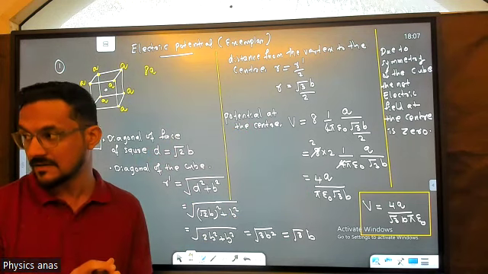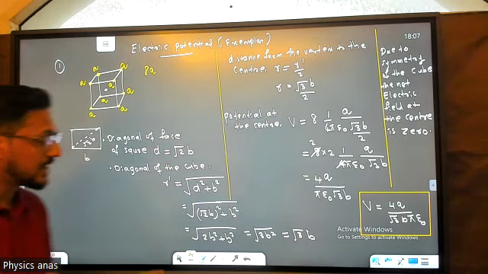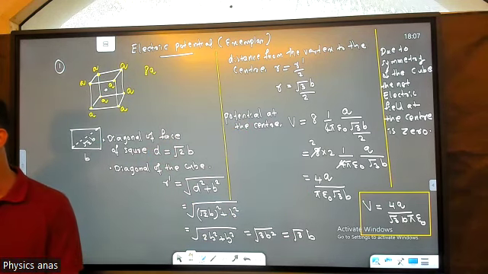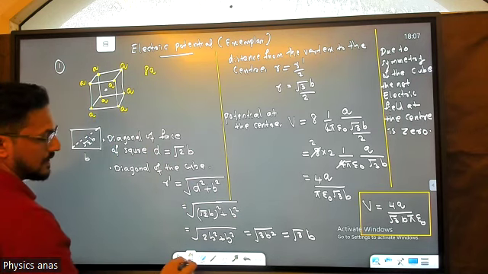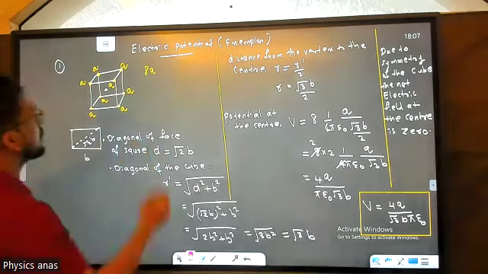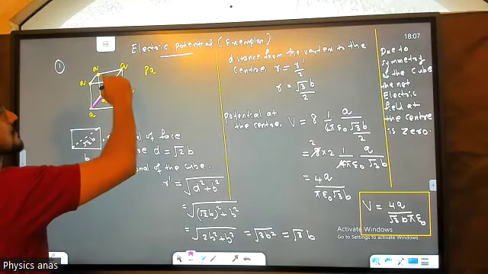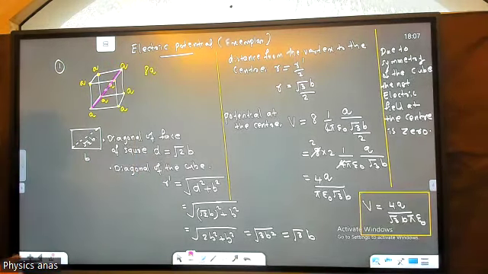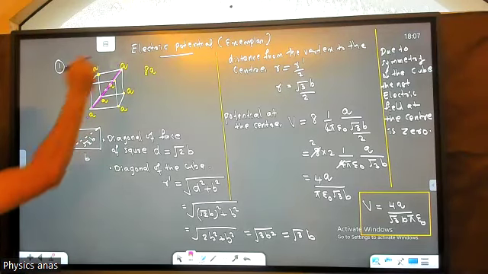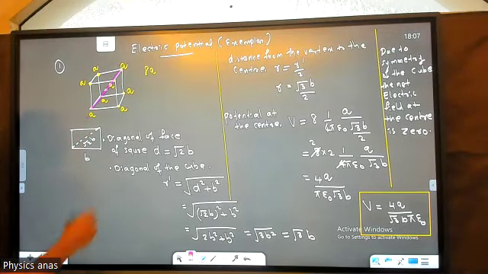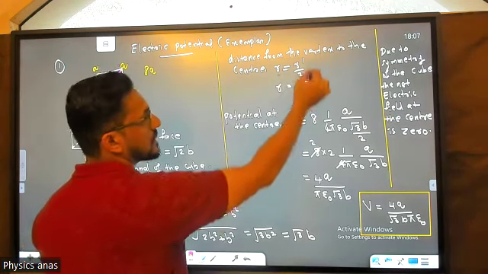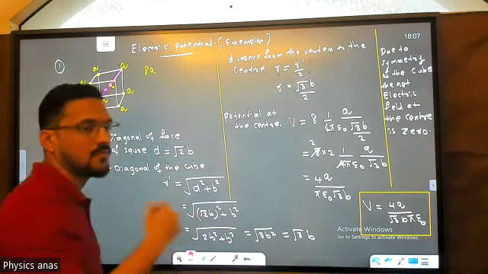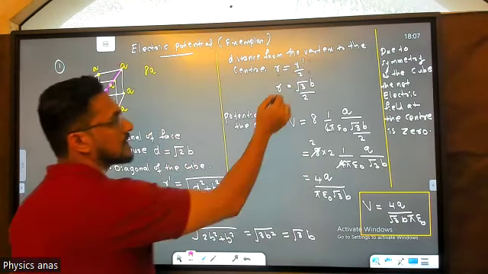Take half of the diagonal of the cube to get the center. The diagonal of the cube is this, from this corner to this one. And the center will be half of it. So the distance r is half of the diagonal. So you are getting this r.